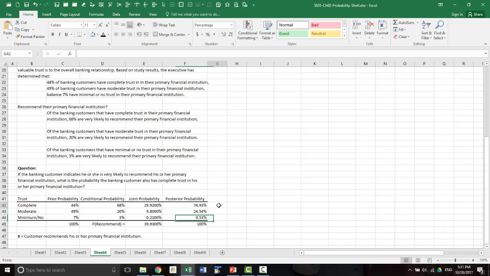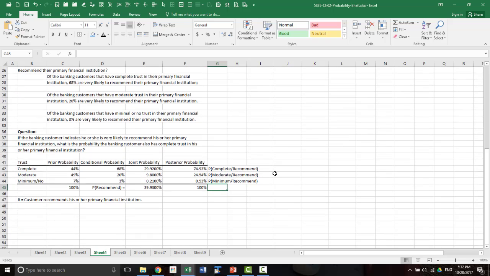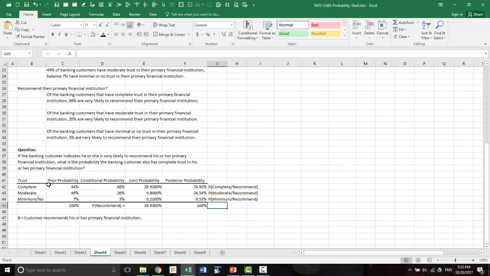So what are these probabilities? This is the probability of complete trust given they recommended their primary financial institution. So these are the posterior probabilities. Probability of moderate trust given they recommended their primary institution. This is the probability of minimum or no trust given they did recommend. So going from prior probability to posterior probability, that's our Bayes theorem.